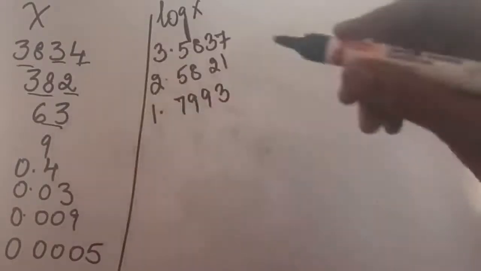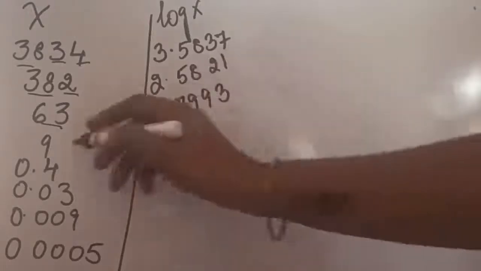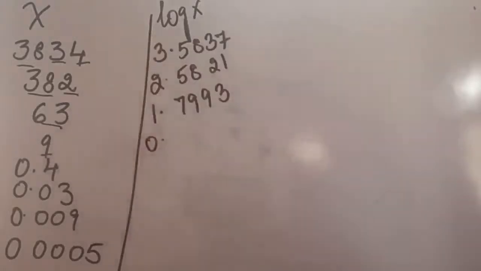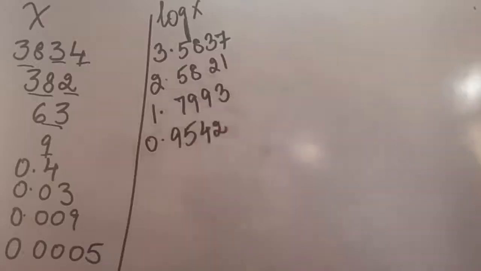Next is 9. So 1 digit is there. 1 minus 1 is 0. So 0 point, as 1 digit is there. So we will see the log 90 under 0. So 9542 will be the value.